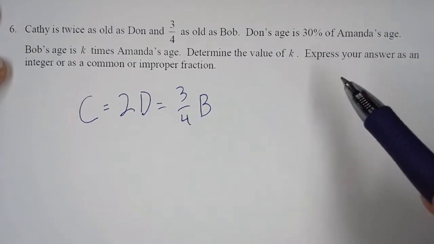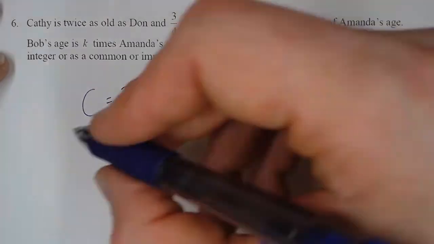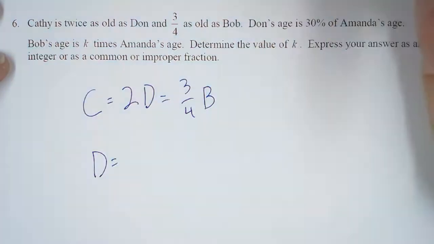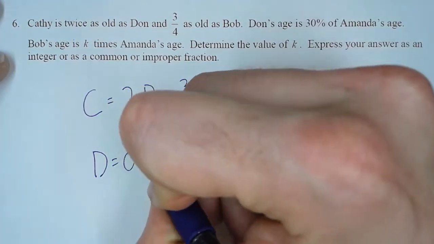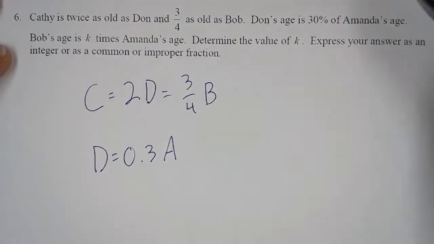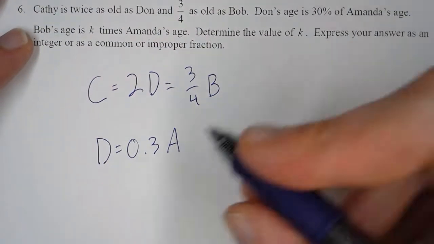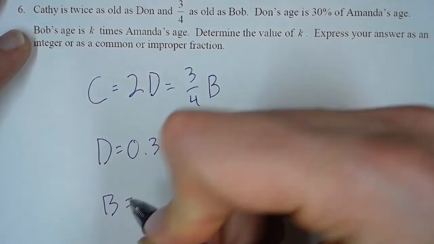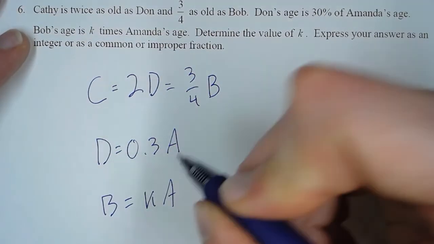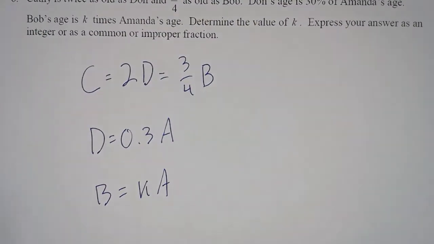The next one says Don's age is 30% of Amanda's age. So Don, D equals 0.3A. It also says that Bob's age is K times Amanda's age. So B equals KA.